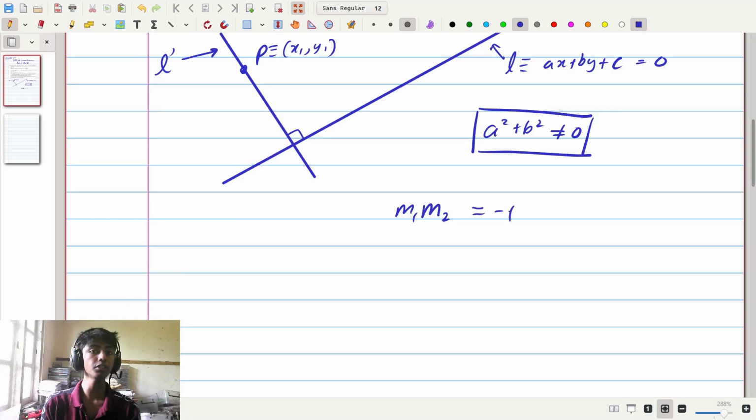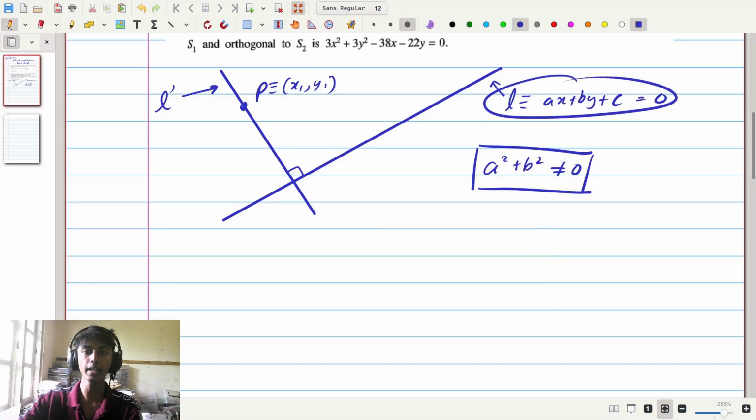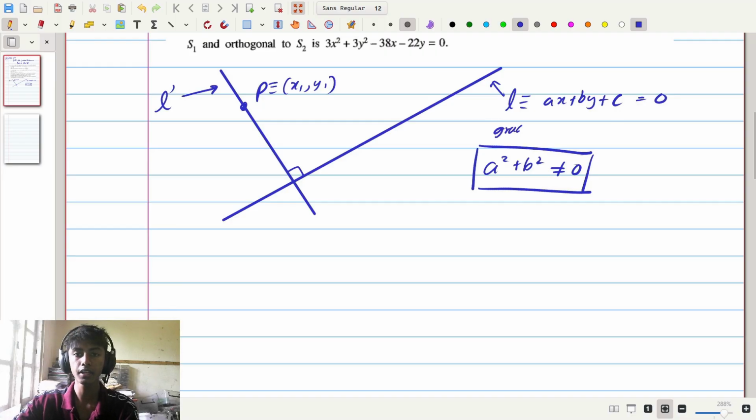This is coming from our knowledge on gradients of graphs and the fact that if you have two graphs that are perpendicular, then the gradients multiplied together will be equal to negative 1. So considering this, if we take a look at the line L, we can see its gradient can be found by just taking this term and this term on the other side and dividing everything by b. So if you take ax to the other side, we get minus ax, and c to the other side minus c, so we get by equals minus ax minus c, and then if we divide both sides by b, we get the form y equals minus a over b x minus c over b.